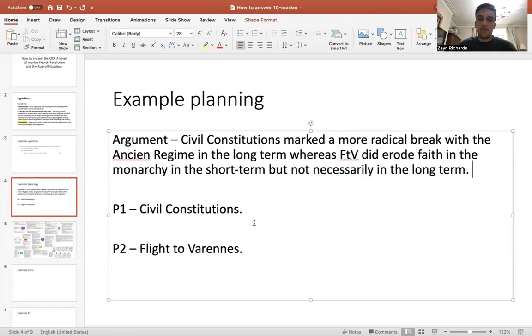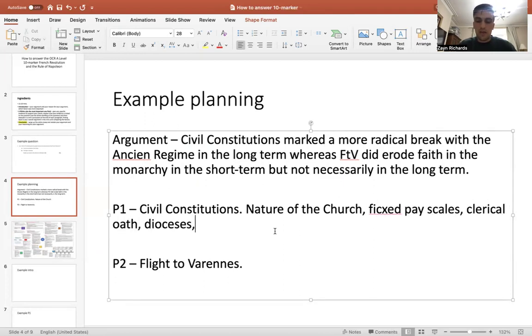Okay, and in my civil constitutions paragraph, I will be talking about the nature of the church and the position of the church. Talking about fixed pay scales, clerical oath, diocese, absenteeism, and pluralism, and so on. Okay.